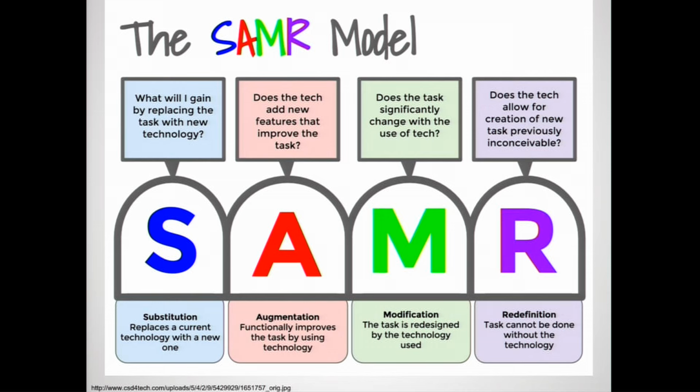The S stands for substitution. Is this replacing a current technology with a new one? What will I gain by replacing the task with new technology is a question that I ask myself. Is this going to be really worth it for me and my students? The A stands for augmentation. Am I just functionally improving the task by using technology? Is the technology adding new features that really improve the task? The M is for modification, where the task is completely redesigned by the technology used. Does the task significantly change with the use of technology? And then the R, redefinition, where the task can't be done without technology. Does the technology allow for creation of a new task that was previously inconceivable?